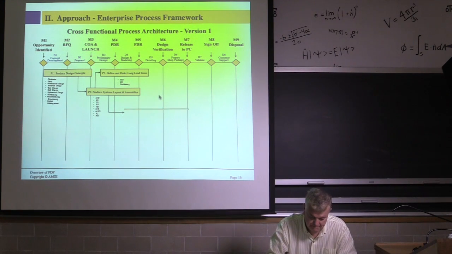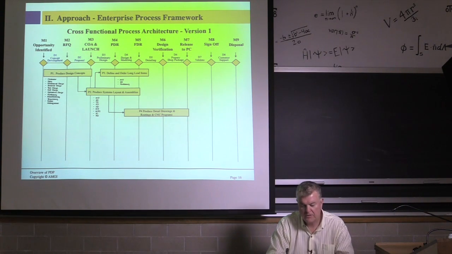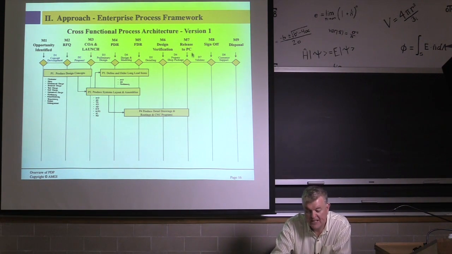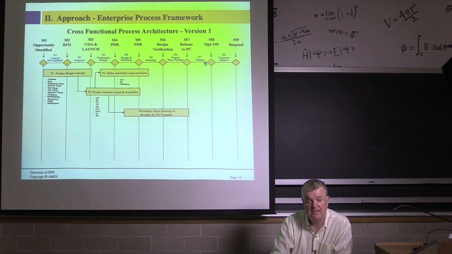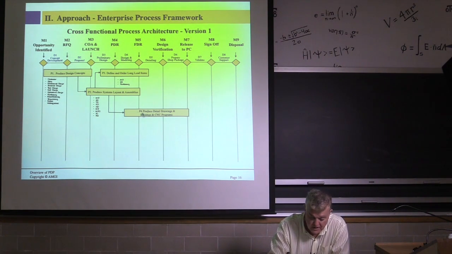That's deliberate. So you define and order the long lead items. You're not building until round about here. When we first created this architecture, we had not modeled the manufacturing, the building of it. We added another 5 milestones in between M7 and M8 for building the product. This was just for product development. And that's interesting because this finished up with about 13 milestones. So here you produce the detailed drawings and the NC programs.